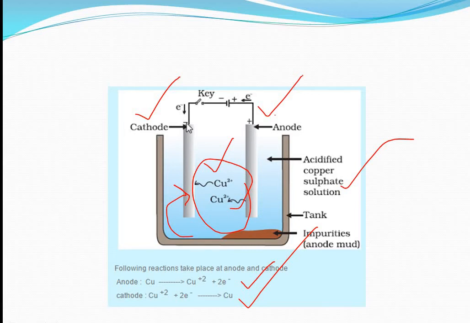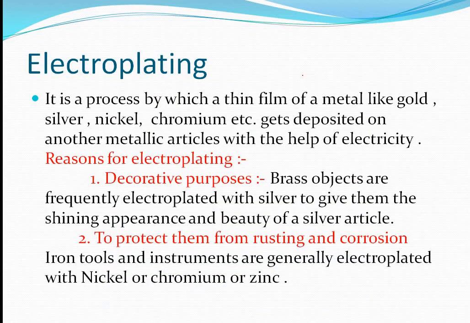Now the next topic is the application of electrolysis, that is electroplating. Electroplating is simply a process by which we cover a metal surface with a thin film of another metal, be it gold, silver, nickel or chromium, etc.